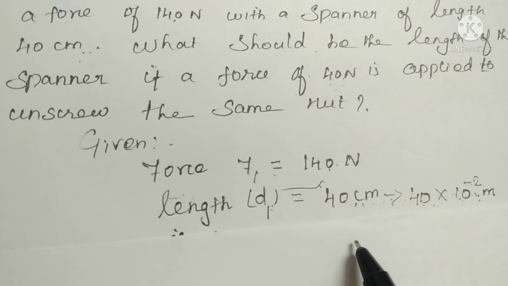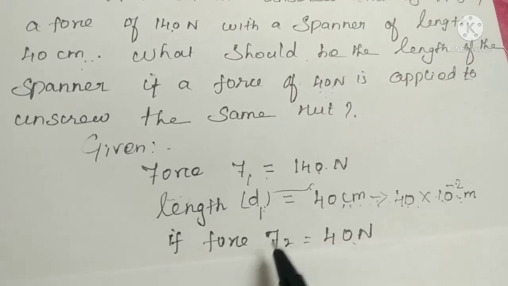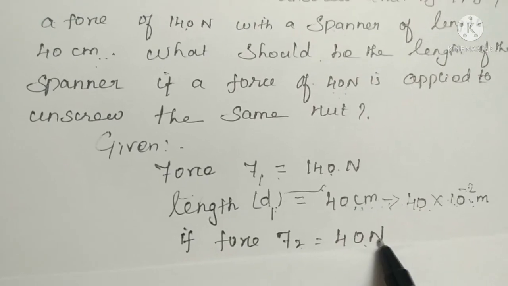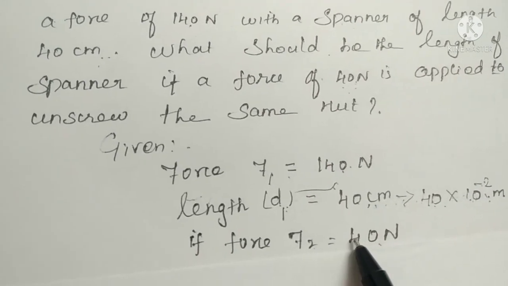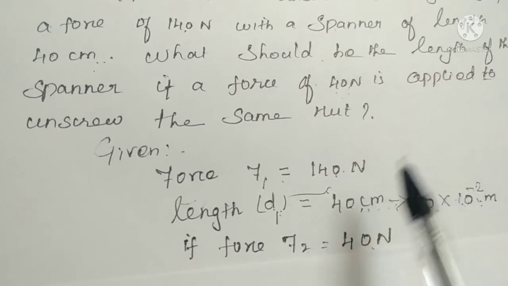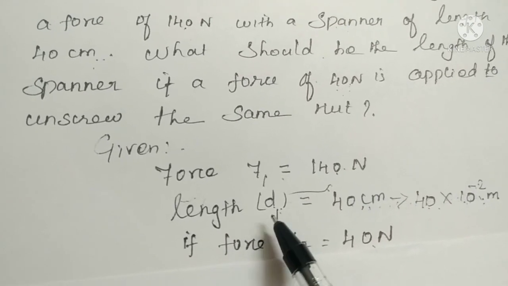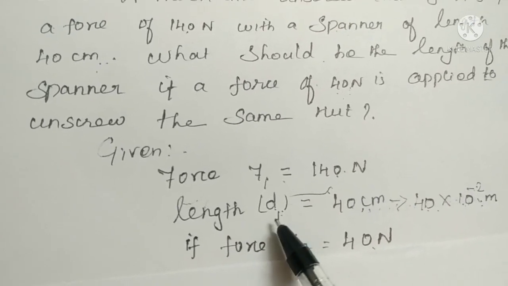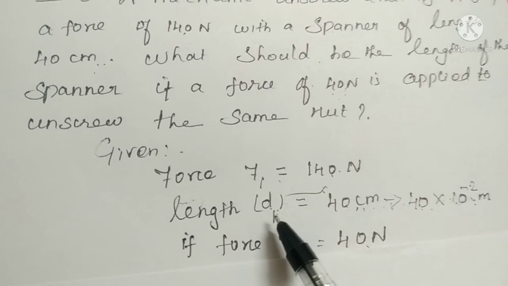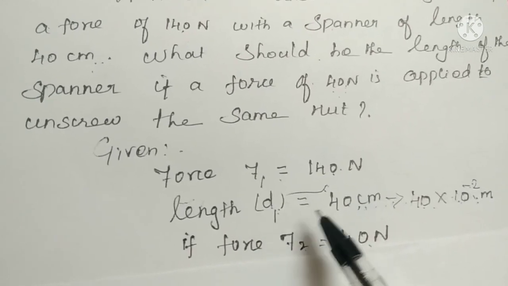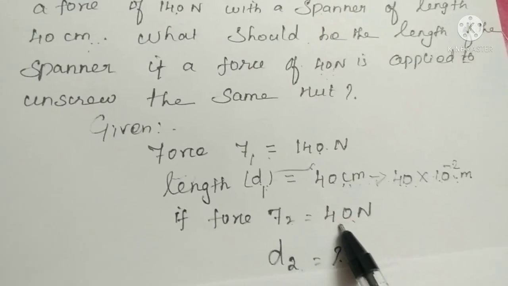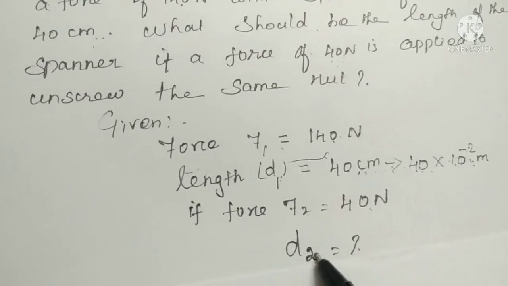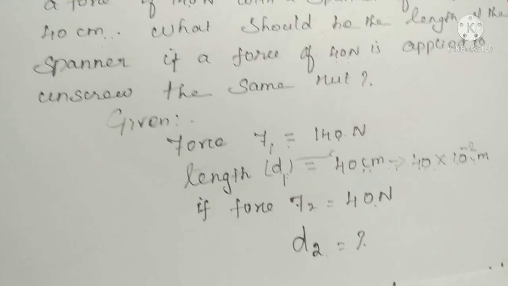Next, the second force: how much force is applied? F2 is equal to 40 Newton. Now, with 40 Newton, what will be the length of the spanner? Here length and distance are the same, so instead of L I am writing D1. If you write L1 also, no problem. Next, if the force is 40 Newton, we have to find the distance. D2 value we have to find.